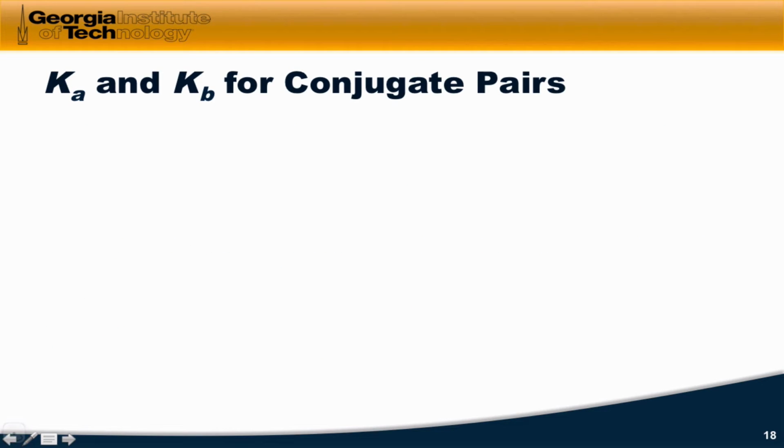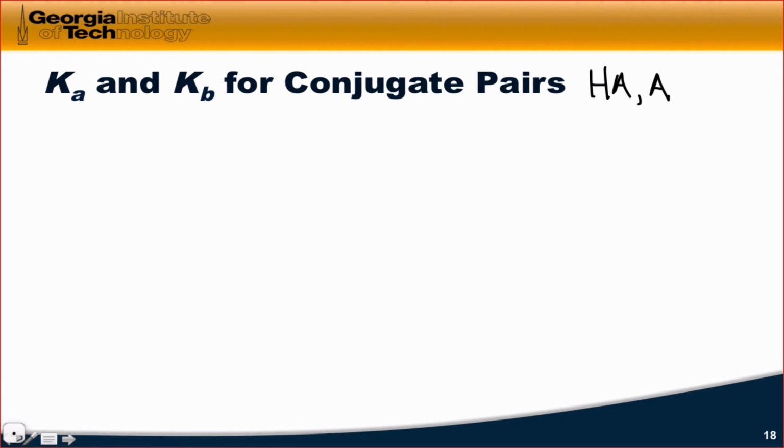Now that we've seen the form of the equilibrium expression for Kb, for base association, we can make an interesting observation about Ka and Kb for conjugate pairs. Remember, a conjugate pair consists of an acid and its conjugate base, which is missing one proton relative to the acid, something like HA and A-.